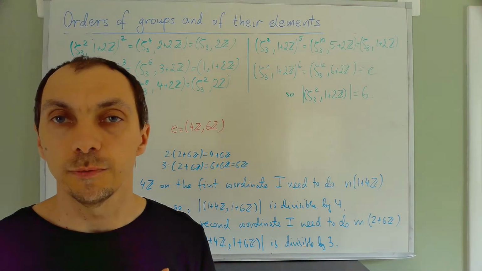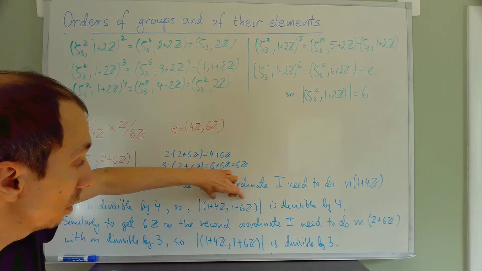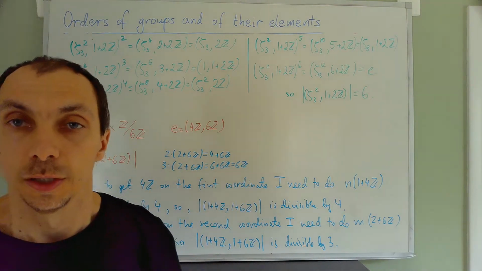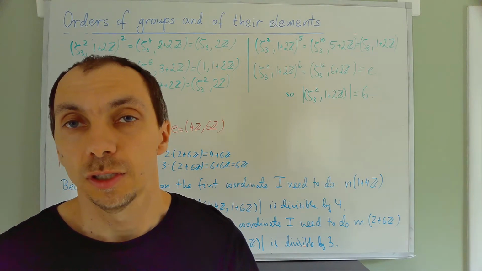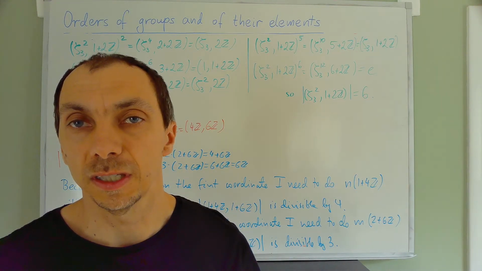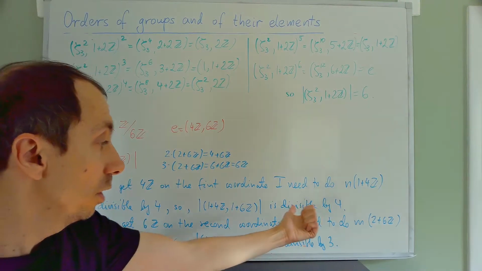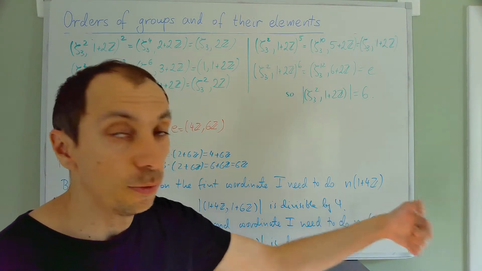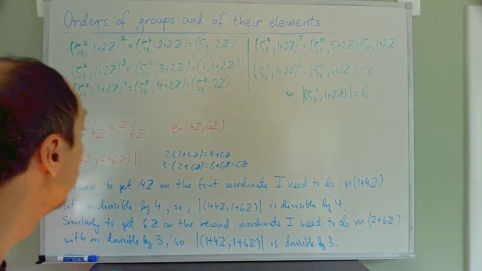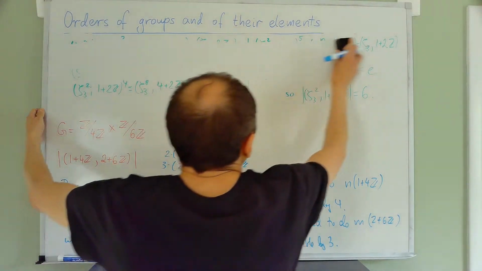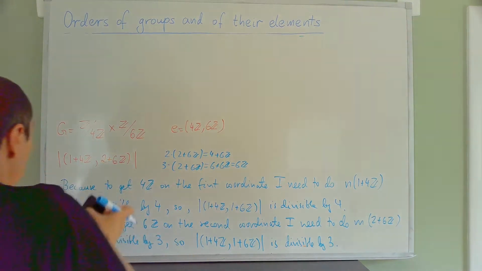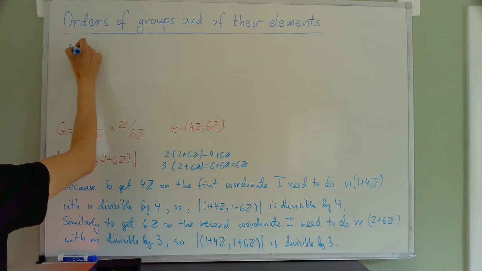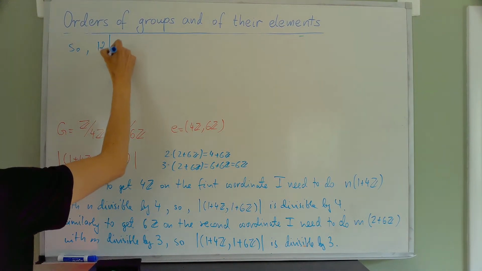So this saves me a lot of work, because I know the order is divisible by 4 and by 3. So no point in checking 7 or 9. What's the smallest number that makes sense for me to check? The smallest number that's divisible both by 4 and by 3, that's 12. So 12 must divide the order.